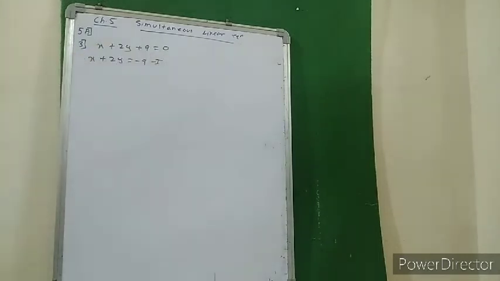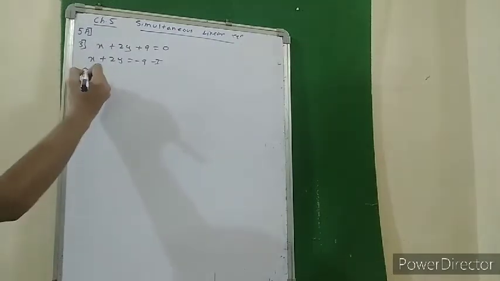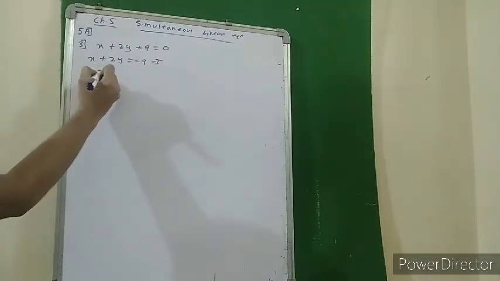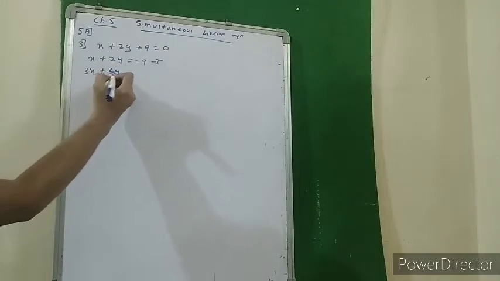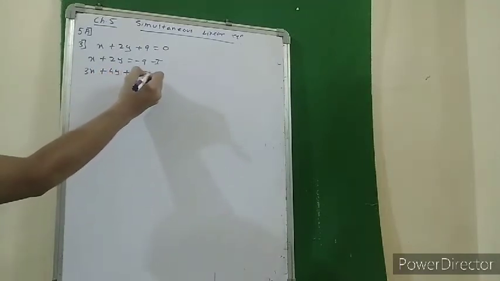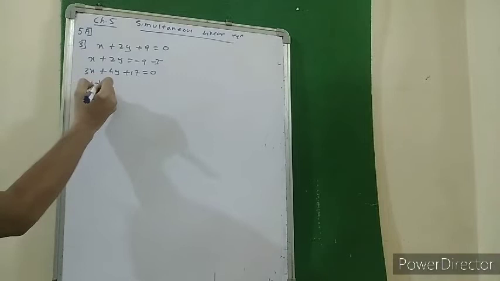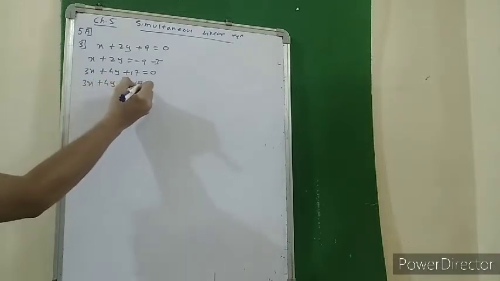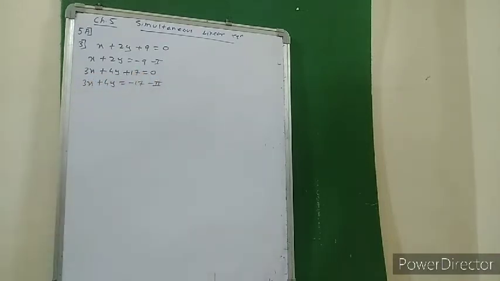Name it as equation number 1. And what is the second one? 3x plus 4y plus 17 is equal to 0, where 3x plus 4y is equal to minus 17. This is equation number 2.